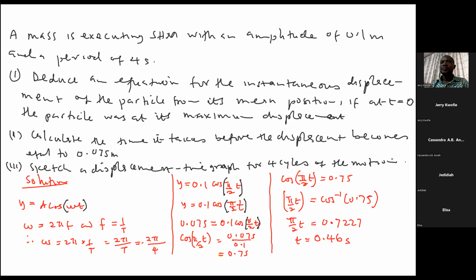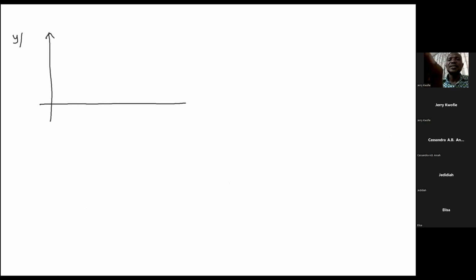Yes, please. And Cassandra, what about you? Yes, please. Okay, so let's go to the last question. It says we should sketch the displacement time graph for 4 cycles. So our graph will have the displacement on the vertical axis, y in, what was the unit of measurement of the y from the original question? Y was measured in what unit? Meters. So we're going to have y in meters and time in seconds.